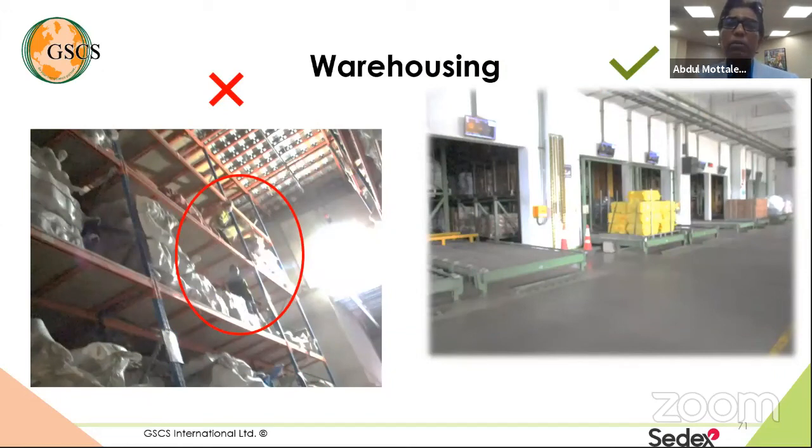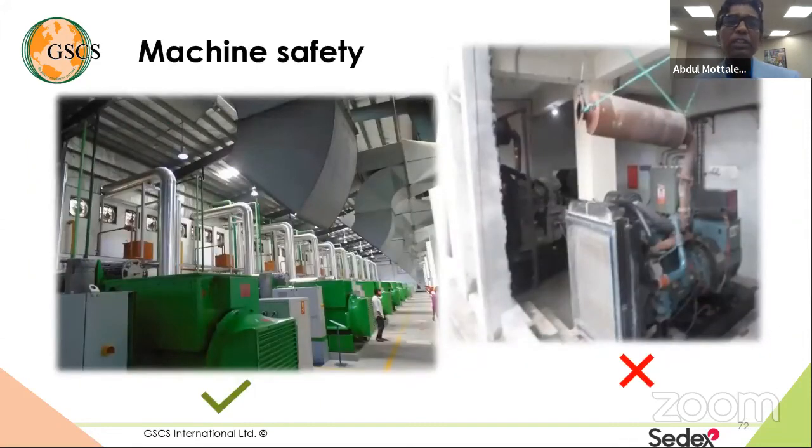And this is working at height, especially for warehousing. Some factories have a racking system, and in the red circle, two people are sitting and working from this area. On the right side, there is a conveyor type warehousing system, also an automated system recording all the incoming and outgoing materials, how it is coming and how it is going. So both types of factories still exist in this 21st century.